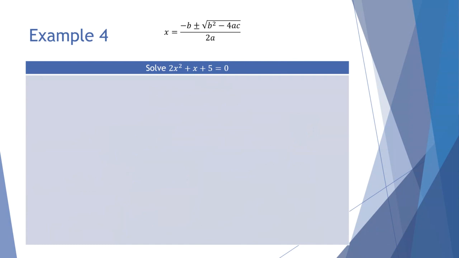Okay, now here's another one. 2x squared plus x plus 5. So A is equal to 2. B is equal to 1, because there's no number there. C is equal to 5.